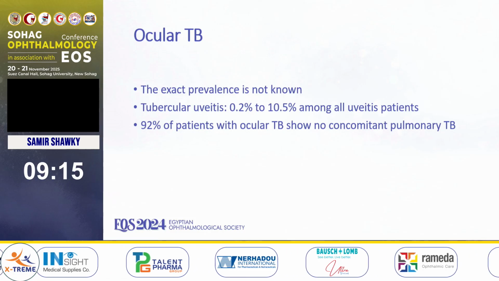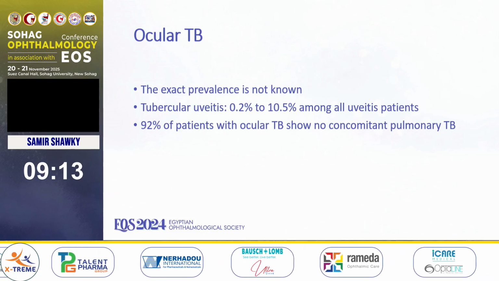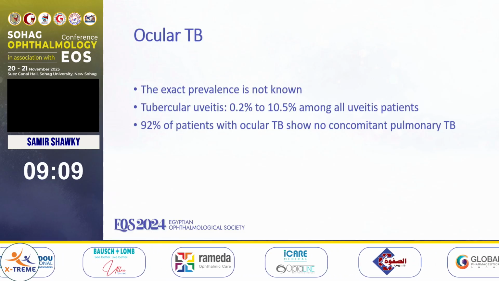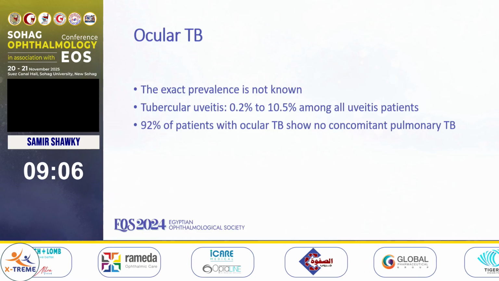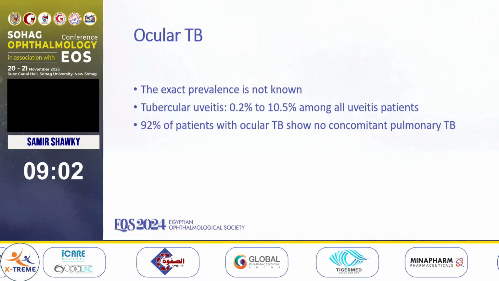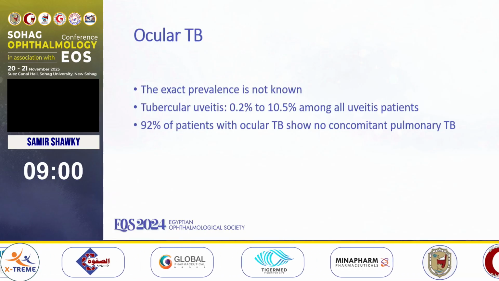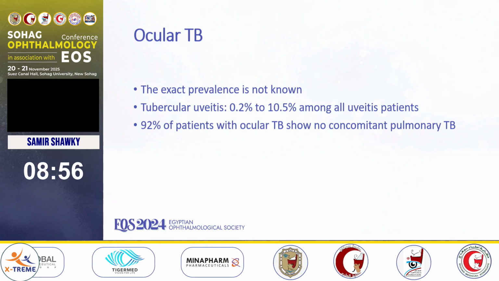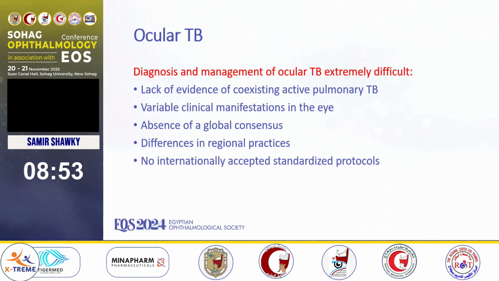There is a very important piece of information here. More than 92% of patients with ocular TB have no concomitant pulmonary TB. Please keep this point in your mind. 92% of cases of ocular TB have no concomitant pulmonary TB.